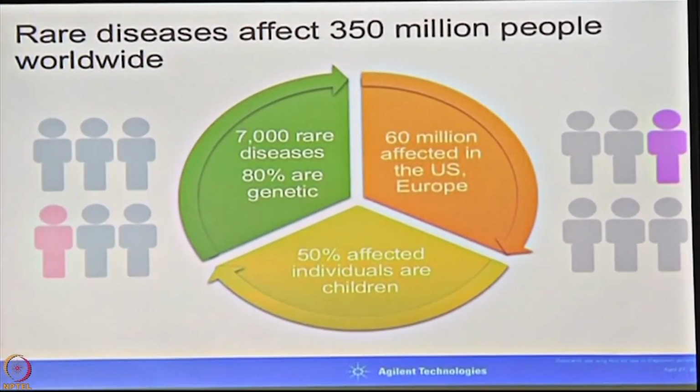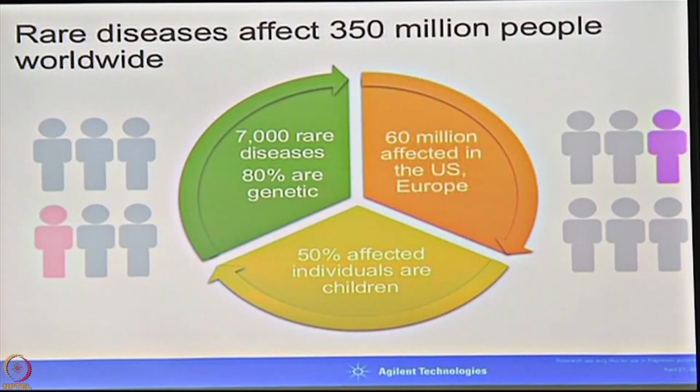is a rare disease. It affects 60 million people in US and Europe, so it's quite a big number. And 7,000 rare diseases are known till now, and 80% of the reason for that is genetics. Is something wrong in their genetics.